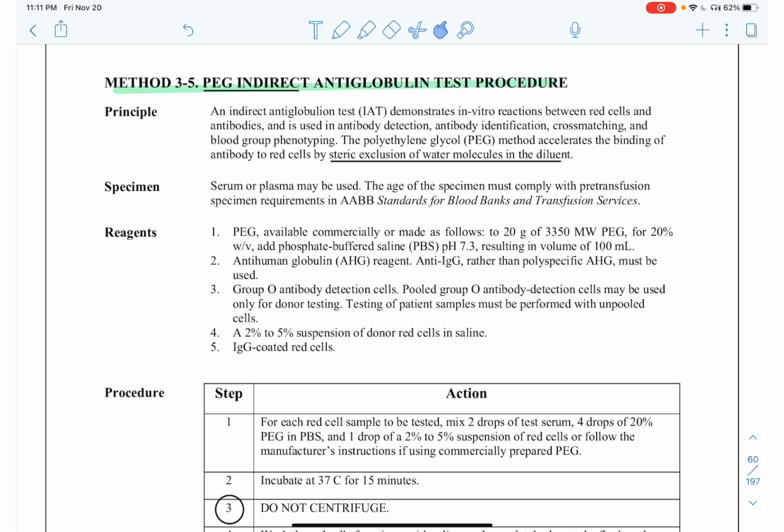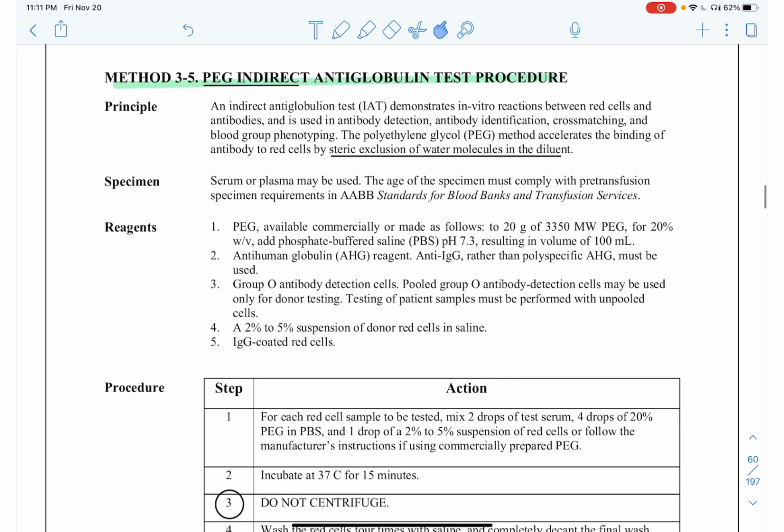The principle is very similar to Liss. However, PEG is an enhancement media that interacts differently than Liss and saline method. PEG method accelerates the binding of antibody to red cells by steric exclusion of water molecules in the diluent. You'll need to know that for the SBB exam, that PEG is involved in water removal and exclusion.